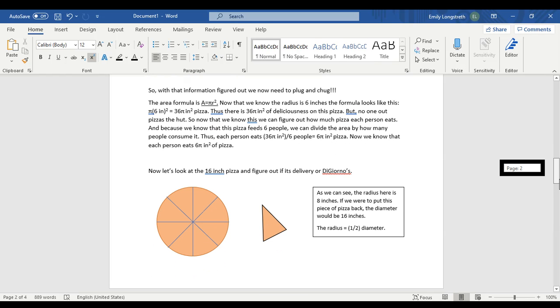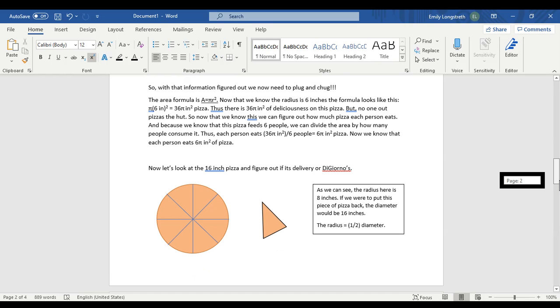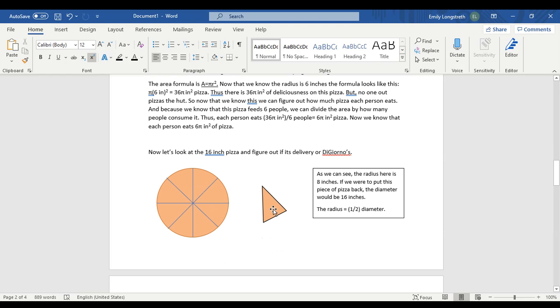So, looking at the 16-inch pizza, we need to figure out if it's delivery or DiGiorno's. Once again, just like the 12-inch pizza, this slice with the whole pizza gives us a cut line of 16 inches. So who can tell me how many inches the radius will be if the diameter is 16?